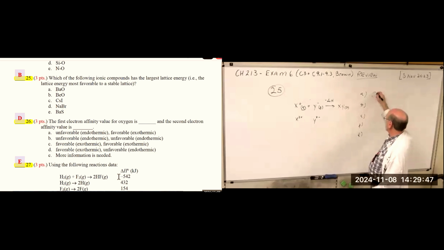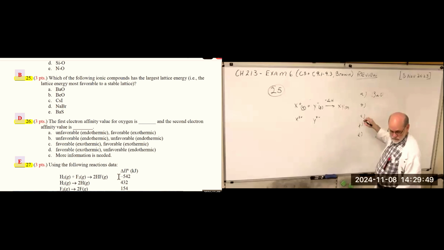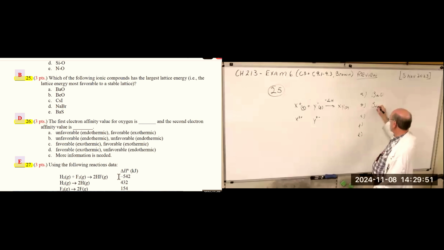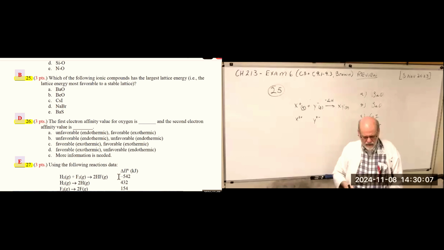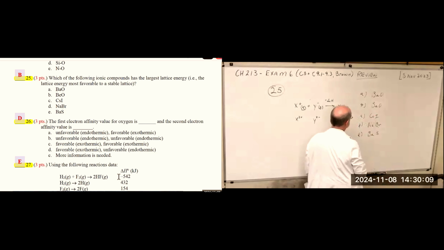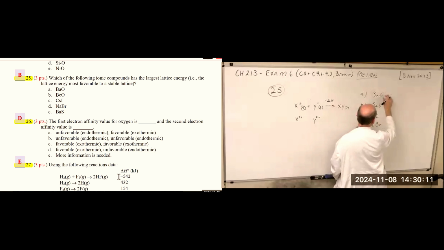We have barium oxide, beryllium oxide, cesium iodide, sodium bromide, and barium sulfide. Okay, let's look at charge difference.